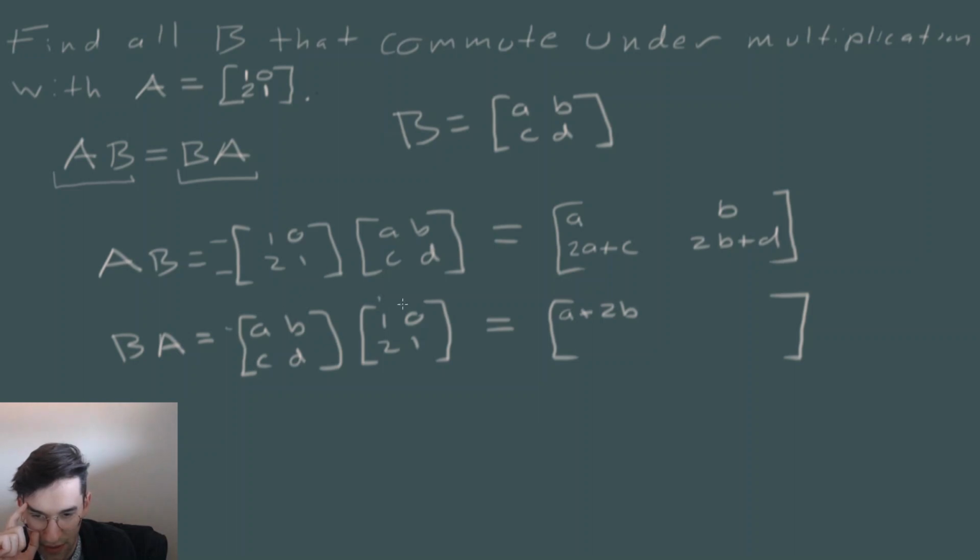Okay, we did the first column. Now first row, second column. A times 0 is 0. B times 1 is just B. So we get B right here. Pretty good. Now let's do second row, first column. C times 1 is just C, plus D times 2, which is 2D. All right, now second row, second column. C times 0 is 0, plus just 1D.